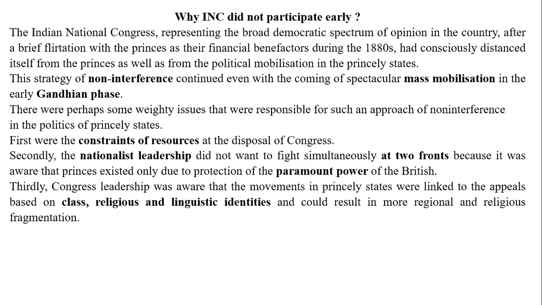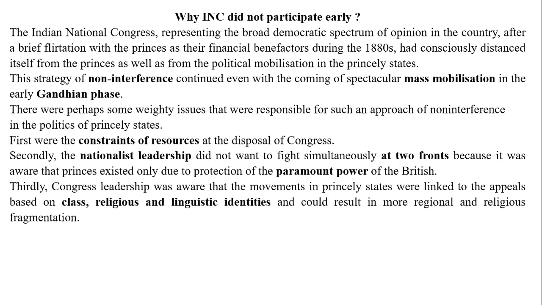Okay, there is a simple question that might come to your head: why did the Indian National Congress not participate early, and why was it just waiting for so long? So the strategy of non-interference of Congress was there even during the non-cooperation movement, even in the most prolific Gandhian phase, during all these movements like Champaran, and movements like non-cooperation or civil disobedience, a general strategy of non-interference was assumed by the Indian National Congress.